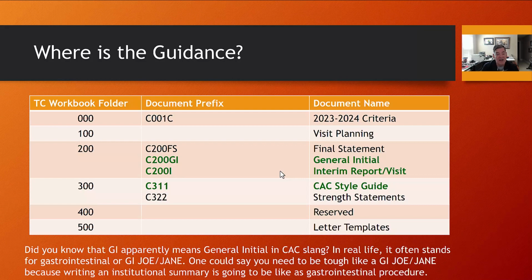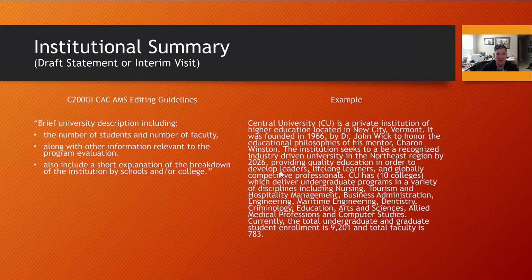But for this document, if you're doing an interim report or visit, you want to use C200I. If you're doing a general or initial review, then you want to use C200GI. And you always want to use C311, which is going to be the CAC style guide for what terms to use as you're doing this.